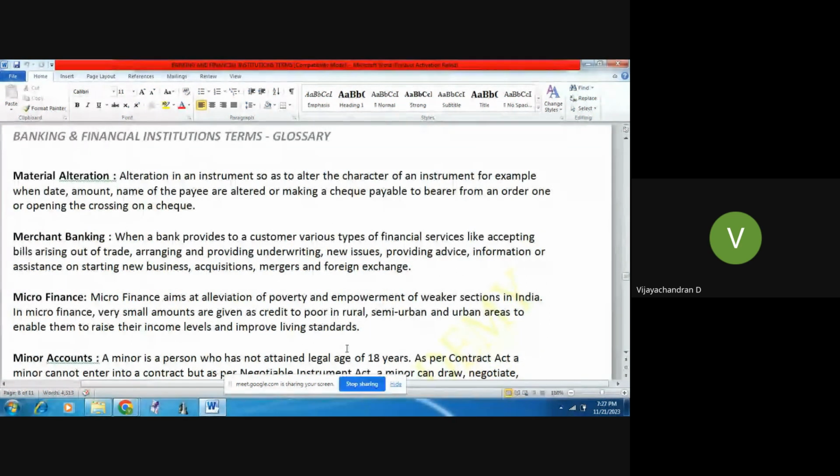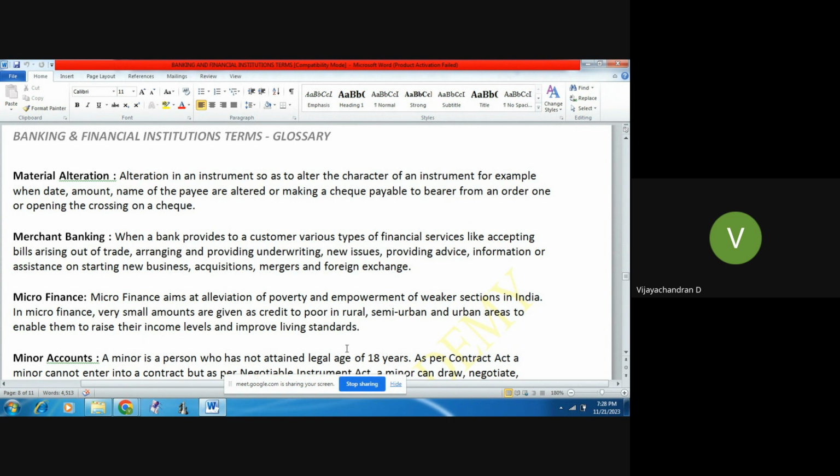Merchant banking, as you know, is a financial service. They will assess and monitor your project. Merchant banking is a variety of financial services like accepting bills, arranging underwriting, or your project will be reviewed, whether the project is sound or not, whether you can float your project or not. So that advice will be given. It's a non-financial institution, so they will not give loans, but they will help new ventures.